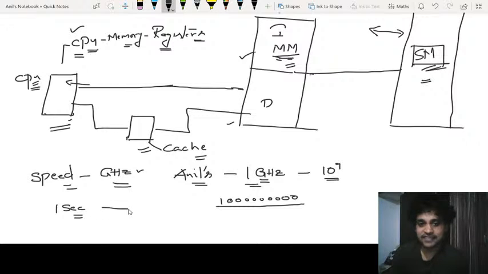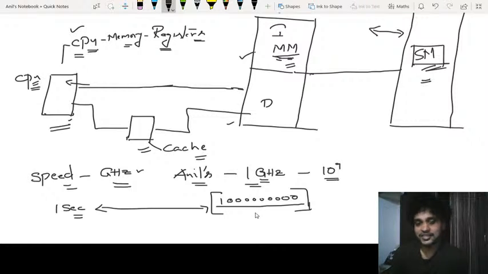This 1 second will get divided into these many clock cycles. Okay, these many pieces. 1 second has been divided into these many pieces or clock cycles, whatever you call it.